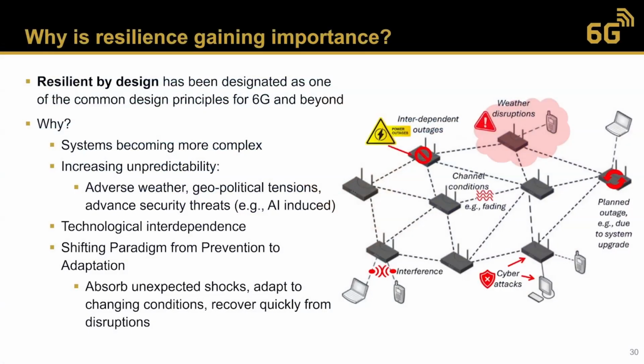Secondly, increasing unpredictability, and this includes natural and also man-made unpredictability. From the natural side, we know that the weather situation is becoming worse and worse every day. We have adverse weather conditions. We have also extreme events like floods or cyclones, which affect the network. From the man-made side, we have, for example, increased geopolitical tensions and advanced security threats, for example, those induced by AI and so on. So this kind of unpredictability requires that we make the network robust or resilient against such unpredictable disruptions.